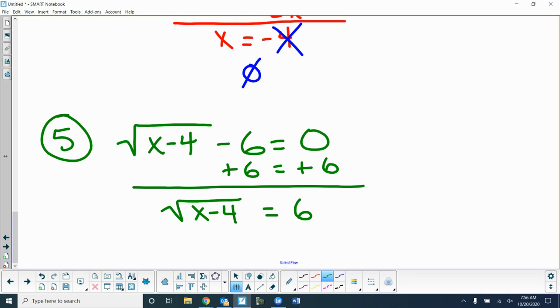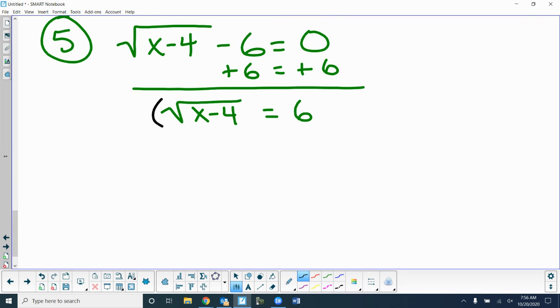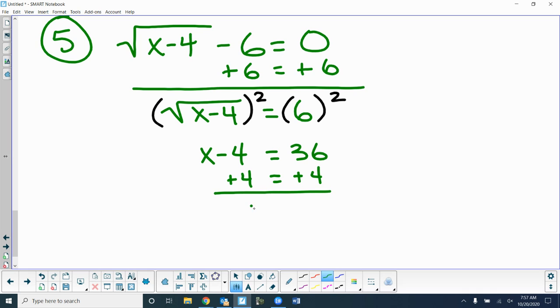Okay, to get rid of the square root symbol, we square both sides. So I'm taking this square root of x minus 4 and squaring it, and this 6 and squaring it. The square root of something squared is itself, so that radical is gone. And then 6 squared, remember, is 36. And then just add your 4 to finish up. And then you're supposed to check it. Make sure it works. So 40 minus 4 is 36, and the square root of 36 is 6, and 6 minus 6 is 0, so it works. Doesn't take long to check it.